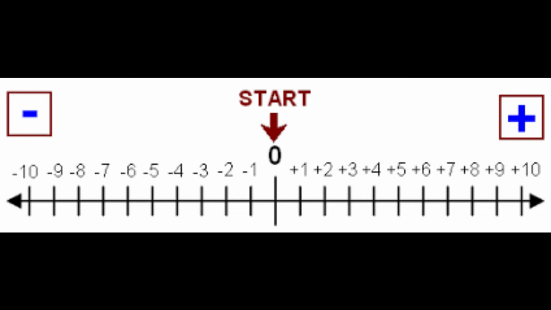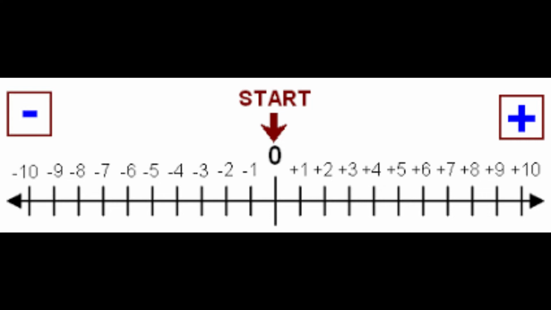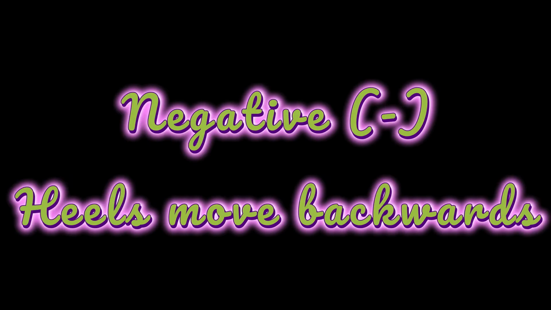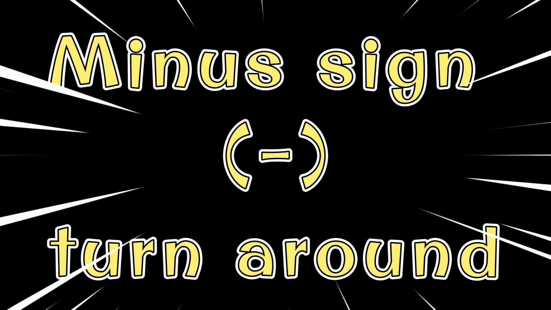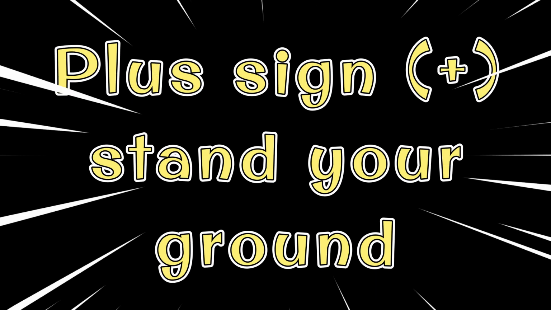Integers located on the number line, apply the 4 rules, will take some time. Positive, your toes go forward. Negative, your heels go backwards. The minus sign, you turn around. The plus sign, you stand your ground.